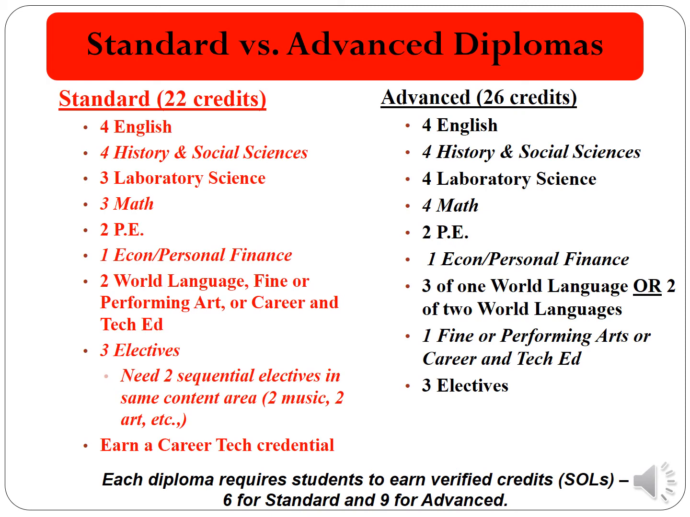There are some other differences with the electives, where the standard diploma does require sequential electives. The advanced studies diploma does require the fine arts, fine or performing arts, or career and tech ed course. Please talk to your counselor and your teachers about the variety of courses that could suffice that. The overall differences in credits: the standard diploma has 22 credits, whereas the advanced studies diploma requires 26. There also is a difference between verified credits, which are SOLs, 6 being required for the standard and 9 being required for the advanced studies. Please review all this information.